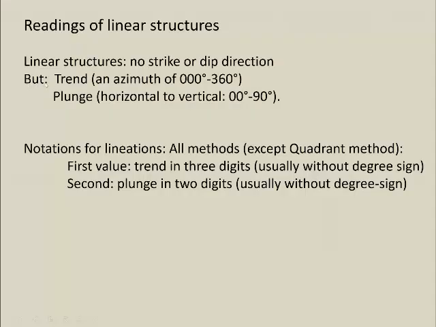Linear structures always refer to the trend, that is the direction in which the lineation points between 0 and 360 degrees, and the plunge, which is either horizontal 0 degrees or vertical 90 degrees or anything in between. And the notation for all methods except the unfortunate quadrant method is that the first value again gives the trend in 3 digits. Is this north or south? If it's north, it's a 360, followed by a slash, and the plunge in 2 digits.